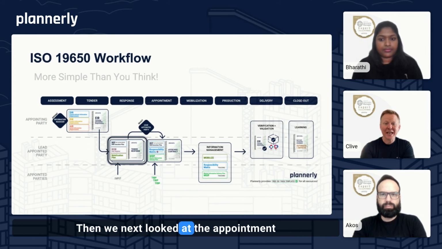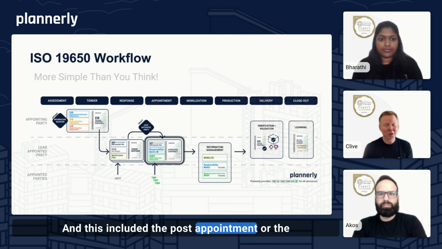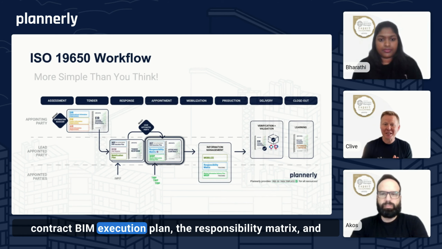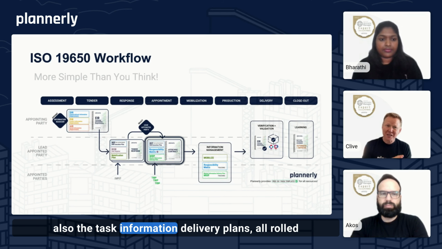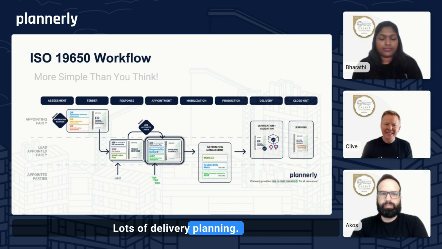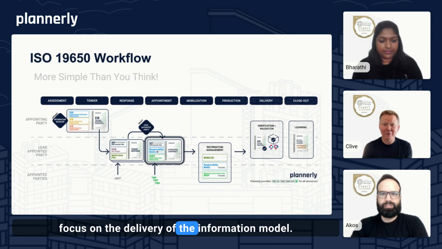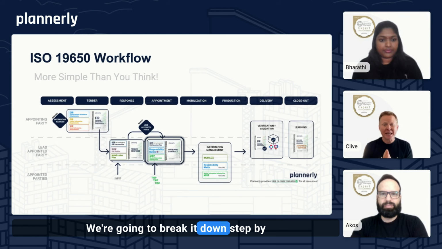Then we next looked at the appointment stage, where formal agreements are all completed. And this included the post-appointment or the contract BIM execution plan, the responsibility matrix, and also the task information delivery plans, all rolled up into a master information delivery plan. Lots of delivery planning. And in this session, we're actually going to focus on the delivery of the information model. We're going to break it down step by step.